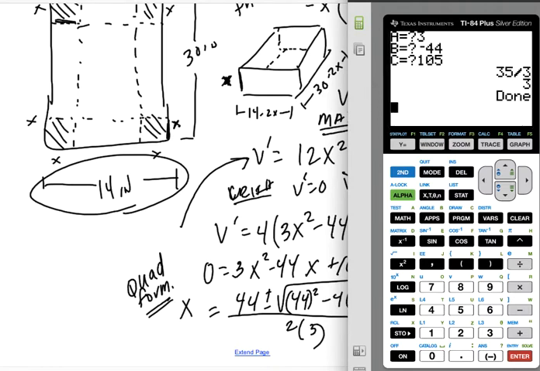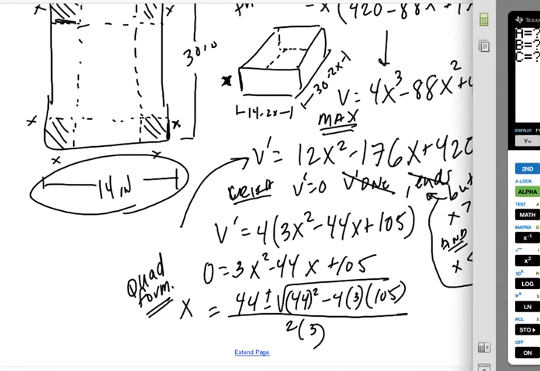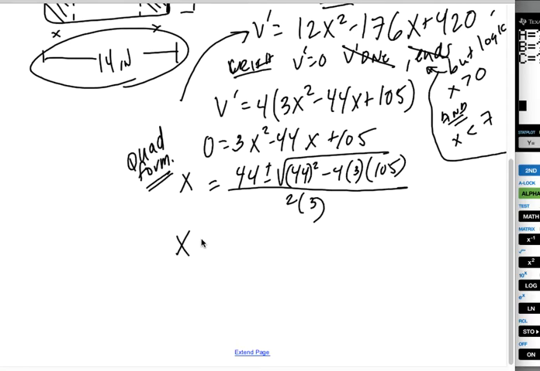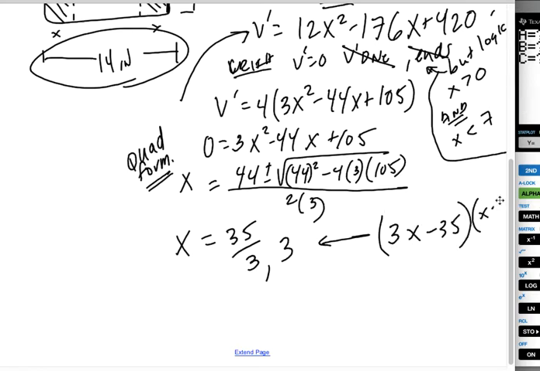So it's a 35 thirds and a 3, right? So apparently, when I do this, I get 35 thirds and a 3, which, by the way, allows me to reverse engineer that this definitely factors into a 3x minus 35 and an x minus 3, and we can verify that that's true. Hey, legit does work. So this factors into this.